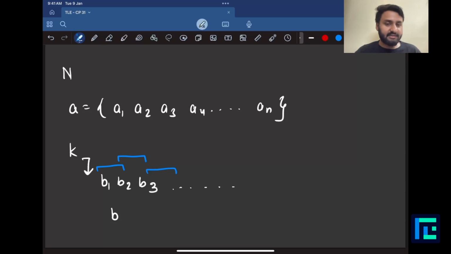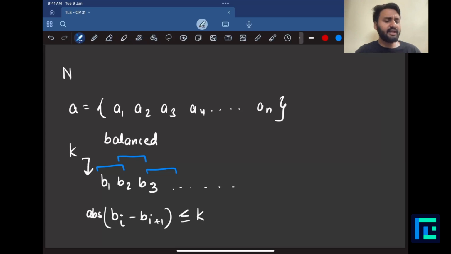So I can call this as bi. If let's say there's a random number bi and then let's take the next number bi plus 1, just two numbers i and i plus 1. If I take the absolute difference, this is less than or equal to k. So this is the definition of k, and this is what is called a balanced sequence, a balanced arrangement of numbers in an ordered line. That's all we are talking about.